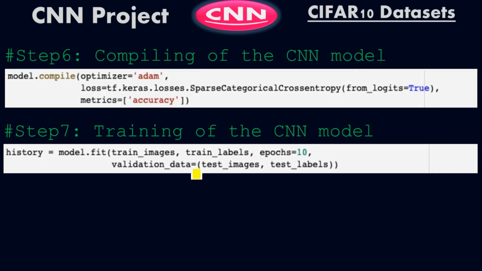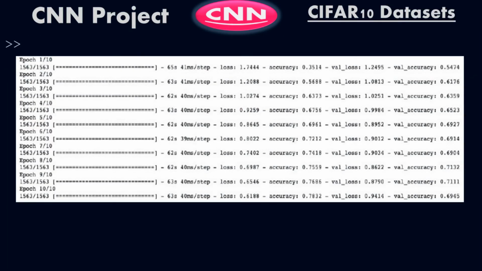So for the validation data, we are taking test images and test labels. Because remember, for testing we have to use test data, and for training we have to use train data, not test data. These test images and test labels we are taking as validation data to check the cleaning of the data here. And then run this in Python.